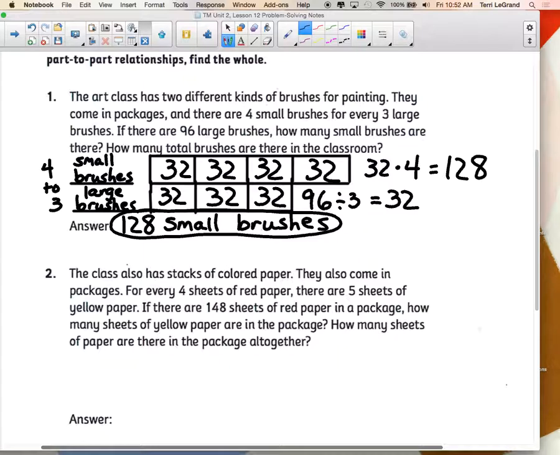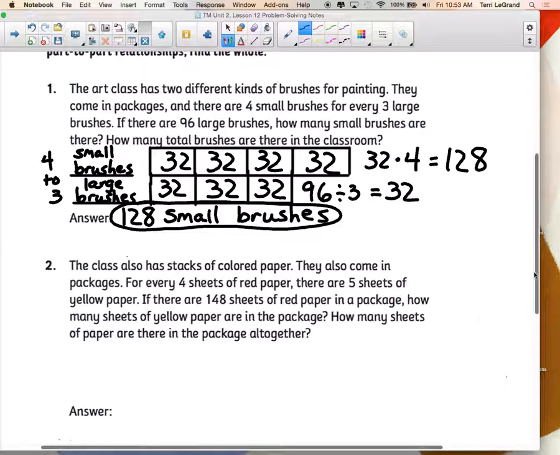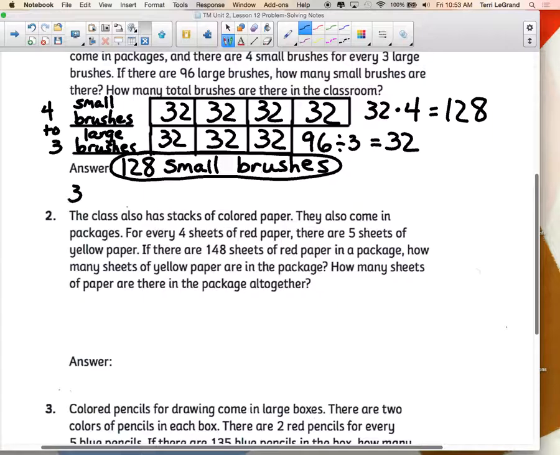128 plus 96. Yeah, we have 128 large brushes, or small brushes, excuse me. We have 96 large brushes. Couldn't we add 128 to 96 instead of 32? Yeah. So we have a couple of options here. We could take 32 times 7. That would give us our answer maybe. Let's see if it makes sense.